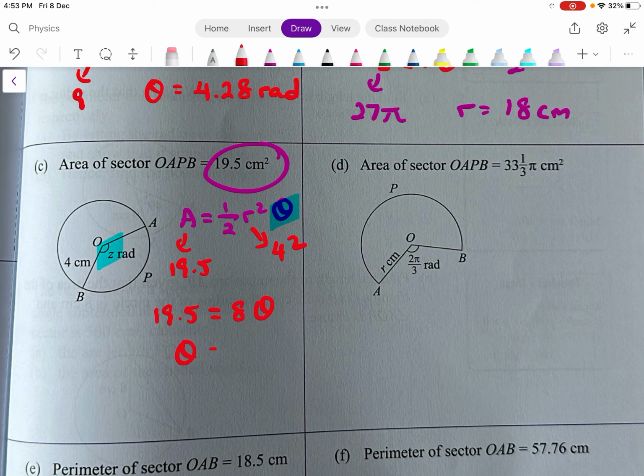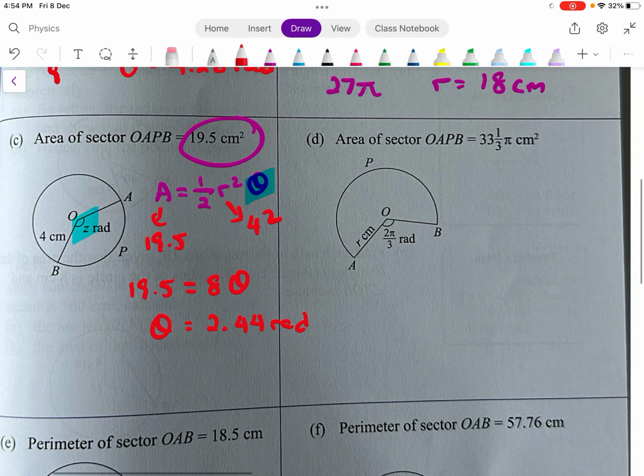So what is your theta? Theta is just 19.5 divided by 8. So this will actually give me roughly, I just round it off, 3SF, 2.44 radian. Okay, so that is how you actually do part C. Now I want you to pause the video to try part D yourself. And after you are done with the question, you can unpause the video to check out the working and solution.